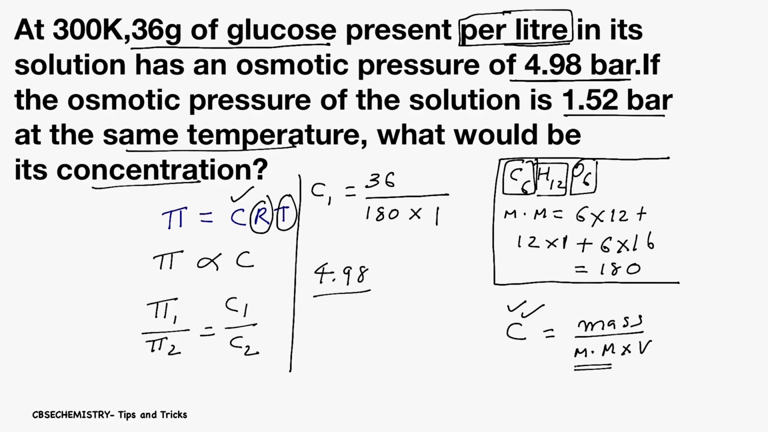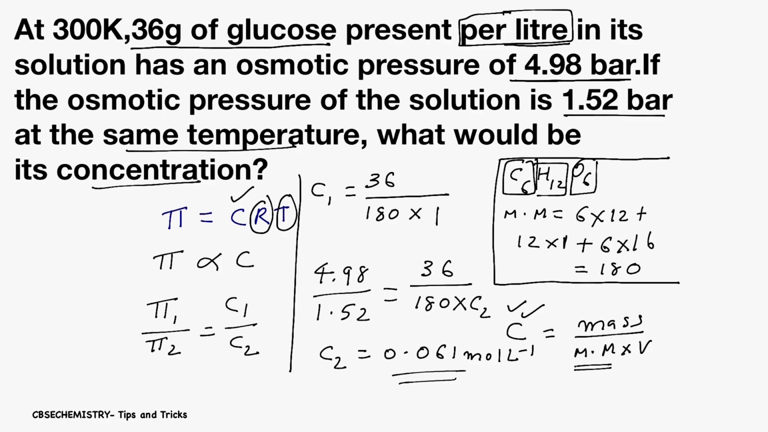Now what is pi 1 value? 4.98 by, what is pi 2 value? 1.52 is equal to, what is C1 value? 36 by 180. And what is C2 we have to find, right? C2 we have to find. So solve this, you will get the value of C2. C2 value will be 0.061 mole per liter. Okay, mole per liter. See, remember C, concentration is molarity. Okay, molarity.